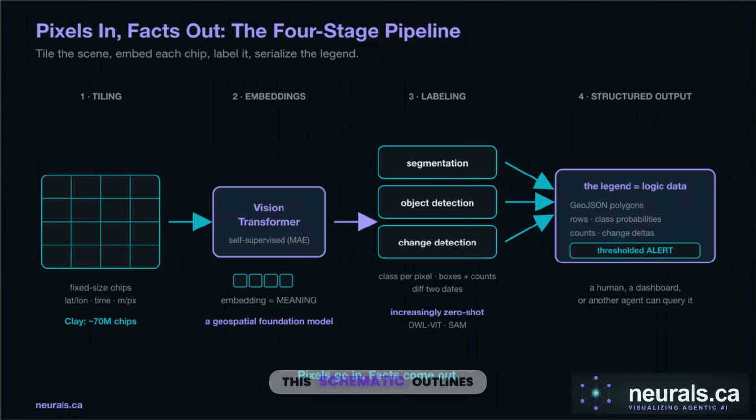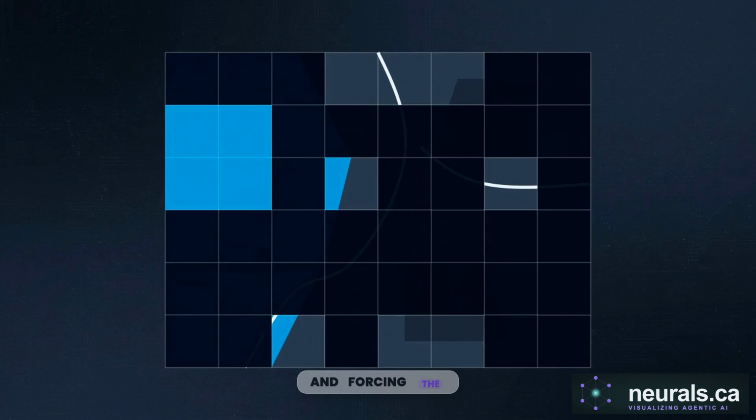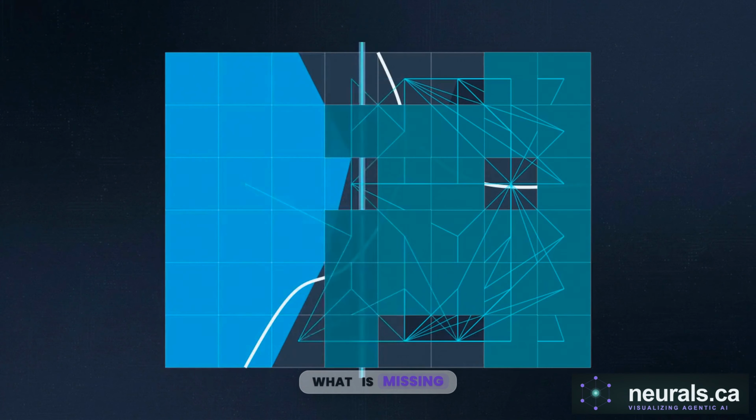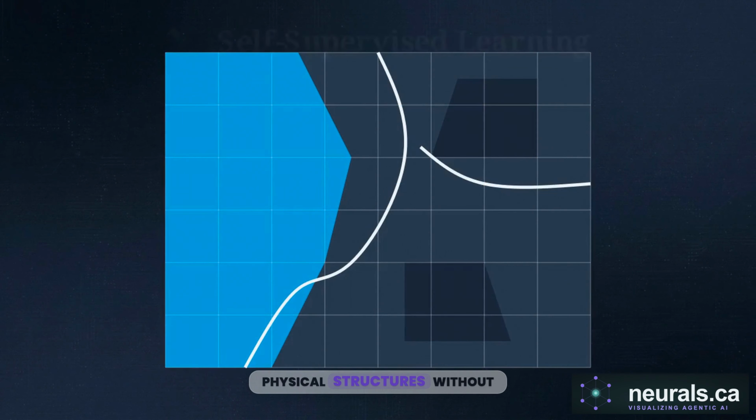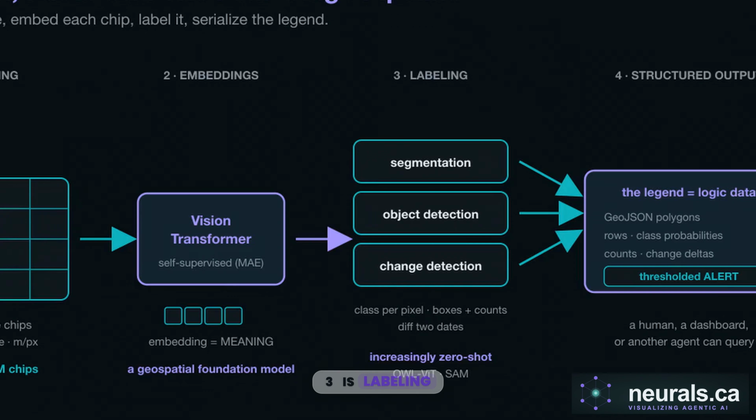This schematic outlines the pipeline. Stage 1 is tiling. A satellite scene is chopped into small chips with precise metadata. In Stage 2, each chip passes through a vision transformer, compressing raw pixels into an embedding, capturing physical meaning, not just color. This training is self-supervised. By hiding patches of imagery and forcing the model to predict what is missing, the AI learns physical structures without human-provided labels. Stage 3 is labeling.